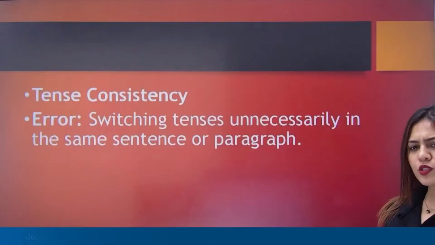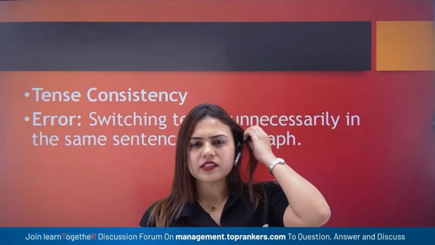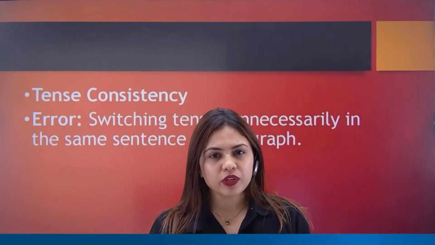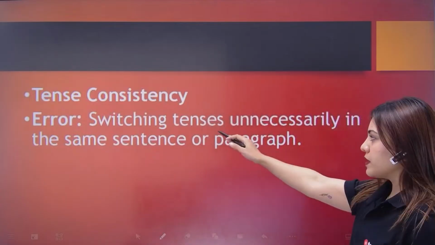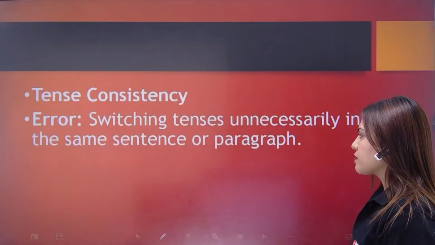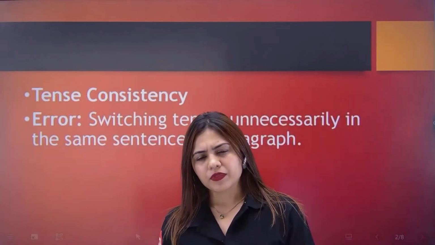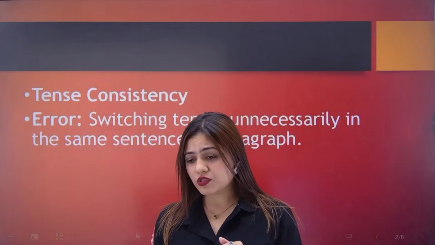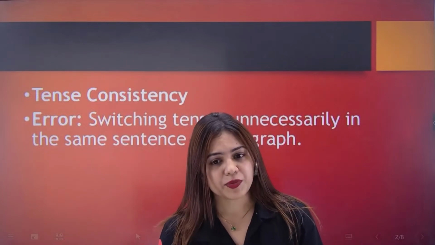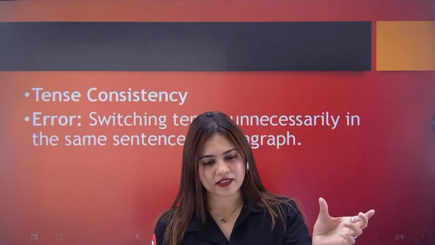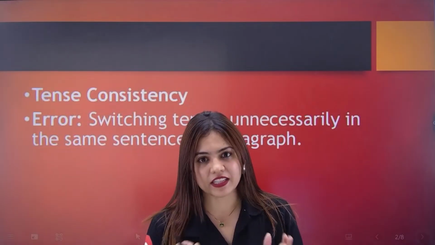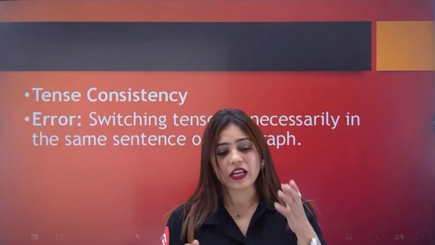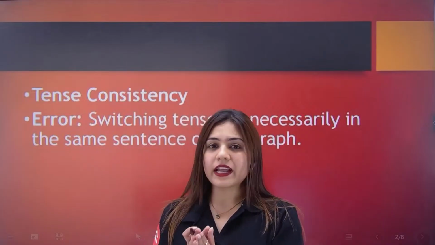So let's get started. As you can see, the first one is tense consistency. What does that mean? First of all, remember that unity of tense is extremely crucial. And when we talk about tense consistency, for example, switching tenses unnecessarily in the same sentence or paragraph. For example, हम ये बोल सकते हैं जैसे she walks to the store when it started to rain. अब she walks to the store is simple present tense. When it started to rain is simple past tense. That shows that there is disparity in tenses. So the correct sentence would be she was walking to the store when it started to rain.